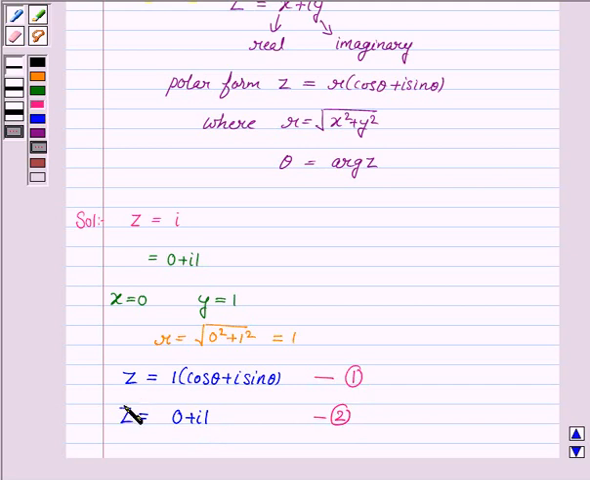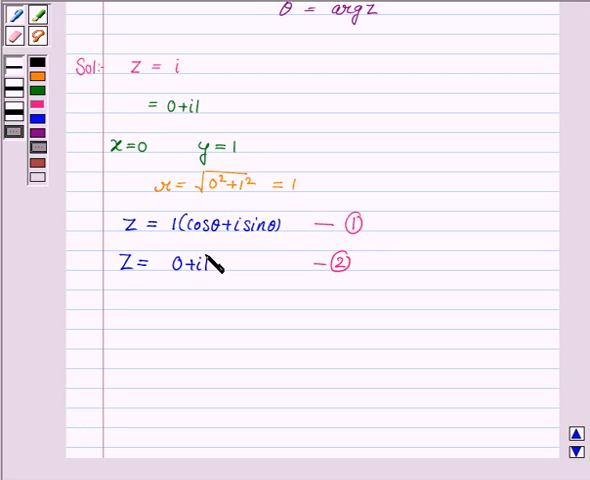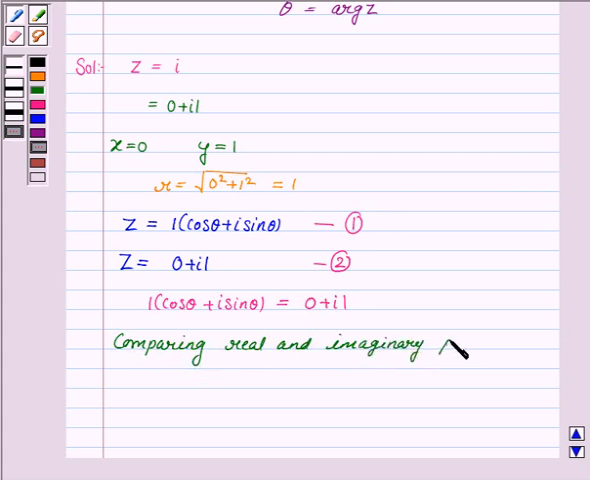Now, since the LHS of both the equations is same, therefore RHS are also same. So this implies 1 into cos theta plus iota sin theta is equal to 0 plus iota into 1. Now, comparing real and imaginary parts, we get 1 into cos theta is equal to 0 and 1 into sin theta is equal to 1. This implies that cos theta is equal to 0 and sin theta is equal to 1.